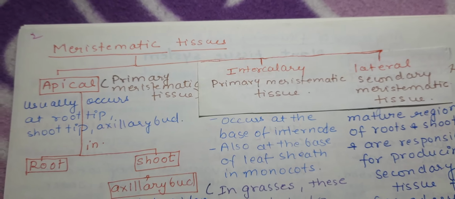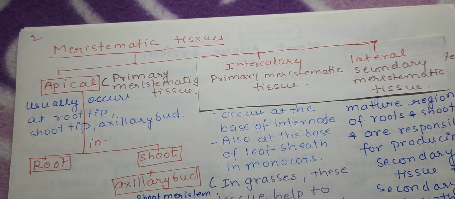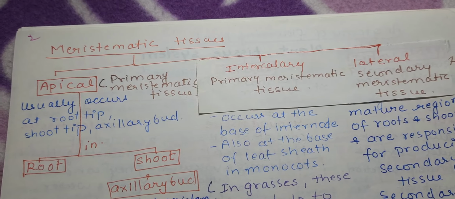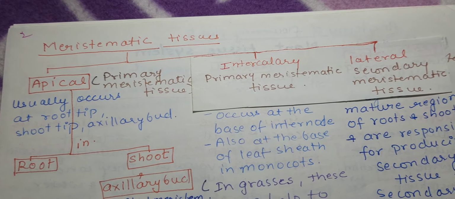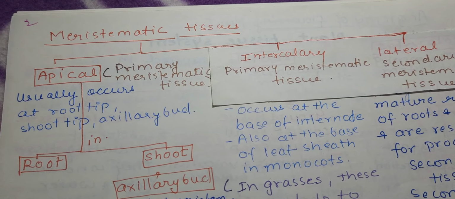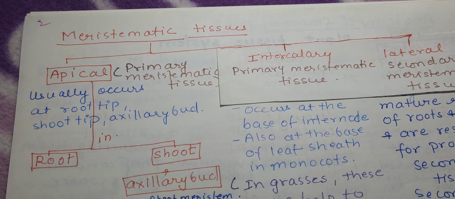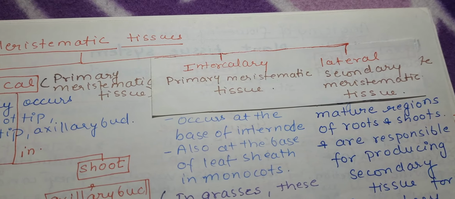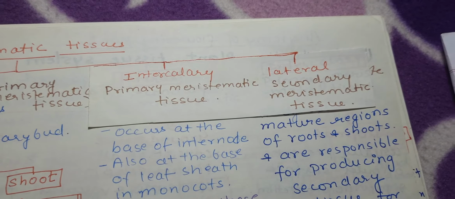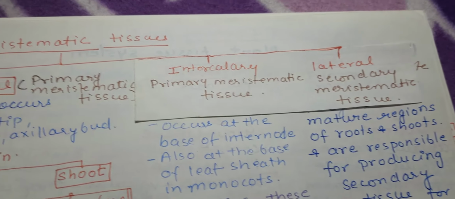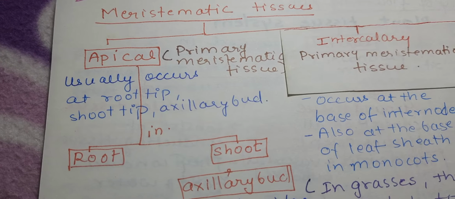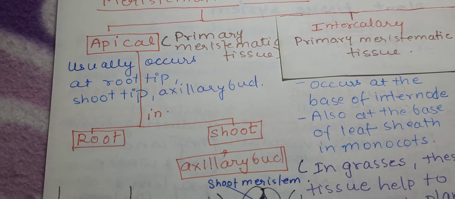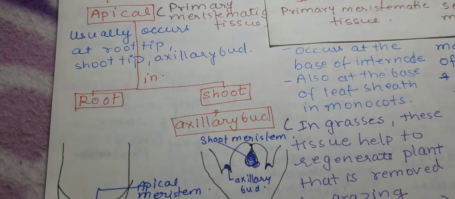So three different types of meristematic tissues are there at different location: apical, intercalary and lateral. The apical is also known as primary meristematic tissue. Intercalary is also known as primary meristematic tissue, whereas lateral is called secondary meristematic tissues. Apical usually present at shoot and root tip and at axillary bud.